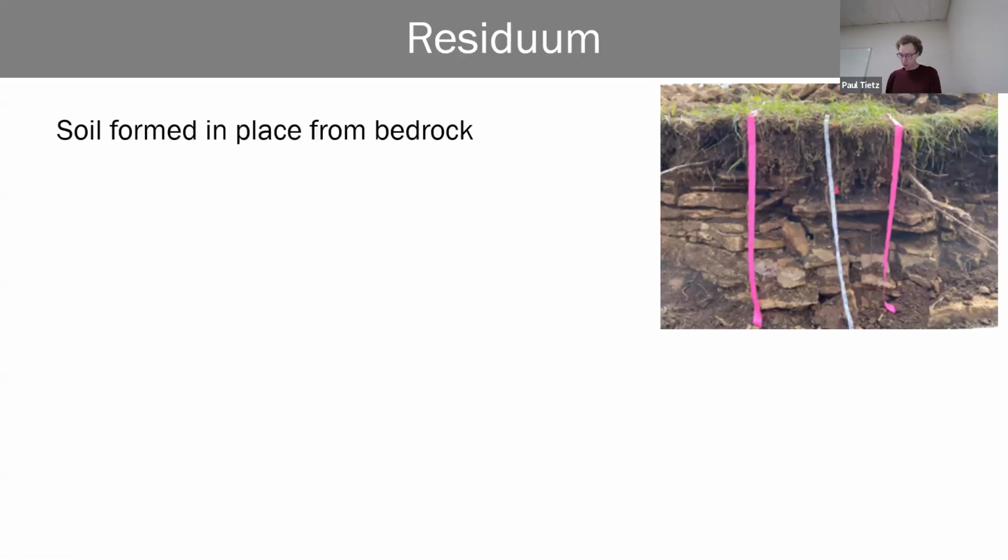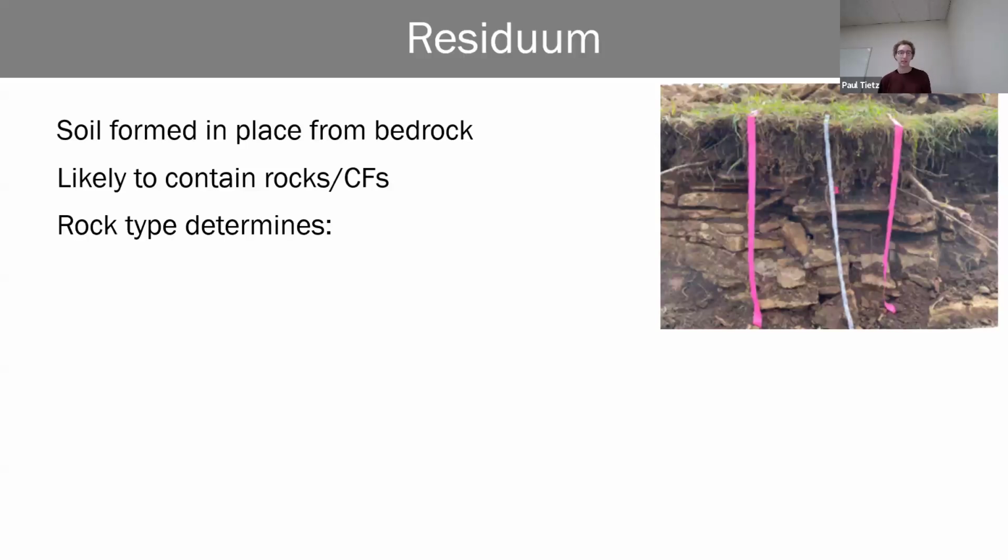Residuum parent material just means soil formed in place from the bedrock. When this happens, you're very likely to contain rocks or coarse fragments in the profile. You're just inheriting the parent material's properties, right? So when the parent material is rock, there's going to be a lot of rock in the soil profile. Depending on the type of rock, of course, determines the soil texture, the depth of the soil profile, how easily weatherable it is, also the fertility of the soil profile, or just how naturally fertile any soil is.